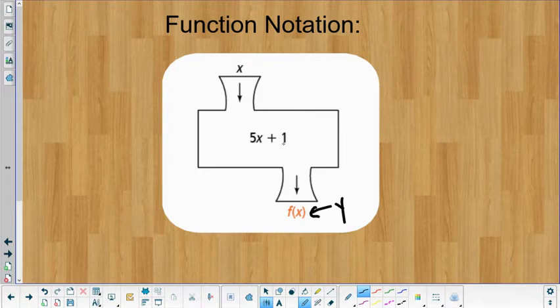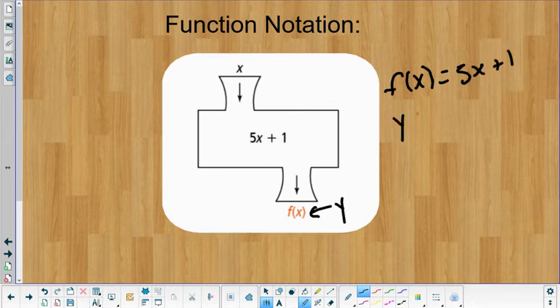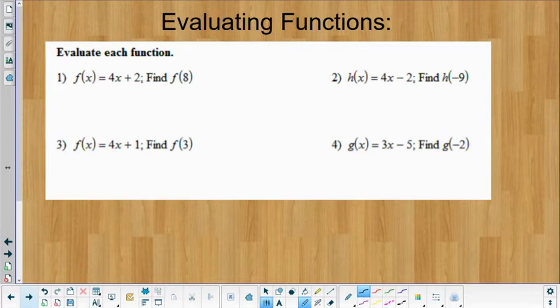So sometimes they may say this is the function f of x equals 5x plus 1, and sometimes they say y equals 5x plus 1. These two things mean the exact same thing. Okay, this first one is written in function notation. And the way we say it is f of whatever's inside. Okay, so remember your domain goes in, your range comes out. Okay, so sometimes you may have to evaluate functions. So I'm going to show you one, and then I'm going to give you a chance to try some on your own. All right, these are fairly easy.